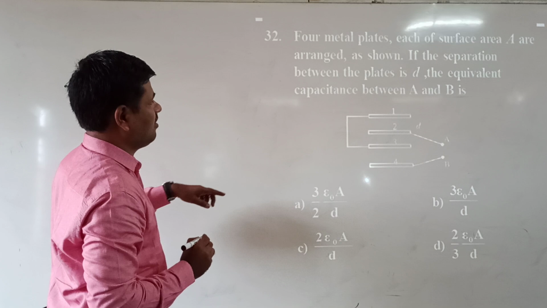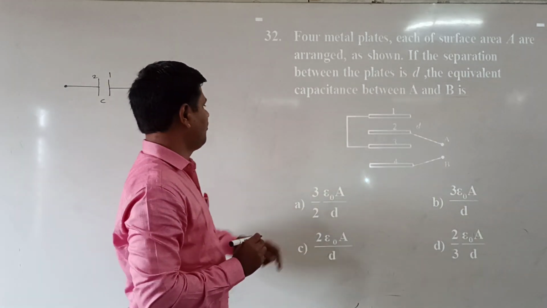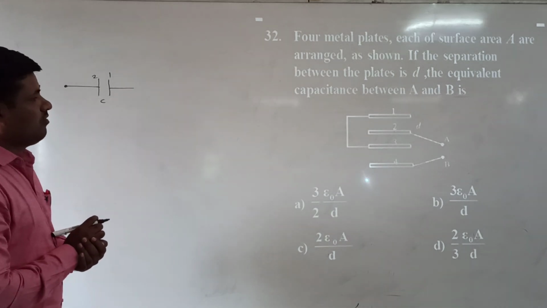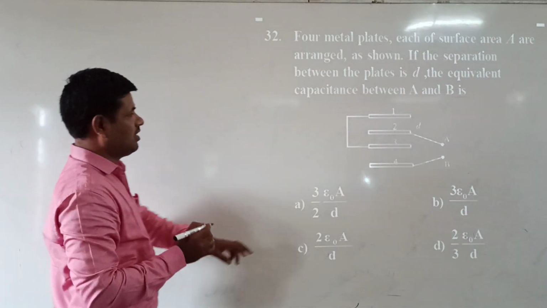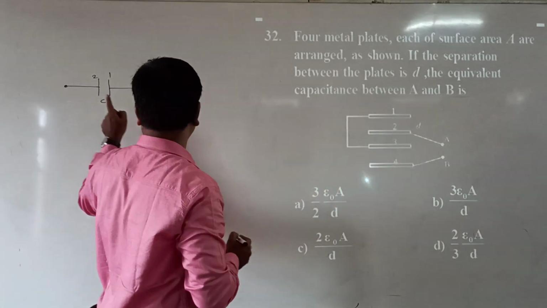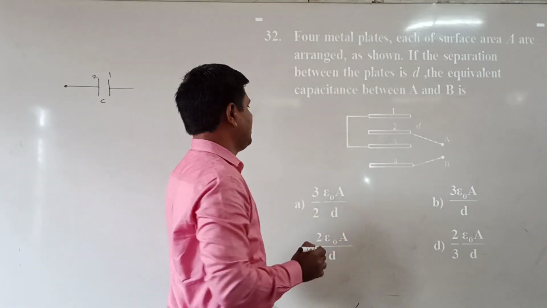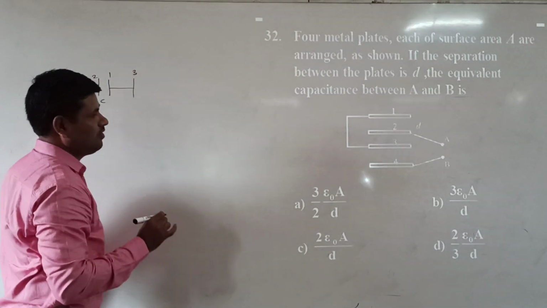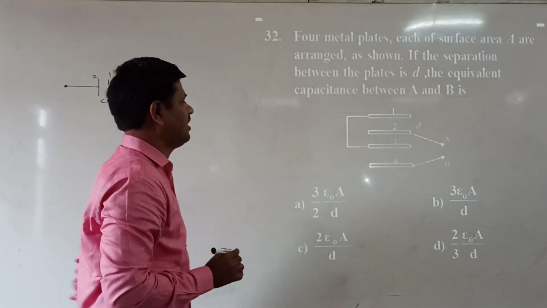Next, 1 is connected to 3 and B is connected to 1... Now A is connected to 2. In between 2 and 1 a capacitor is formed. Now 1 is connected to 3, which means it is connected to the third plate. Now in between 3 and 4 it can form another capacitor.